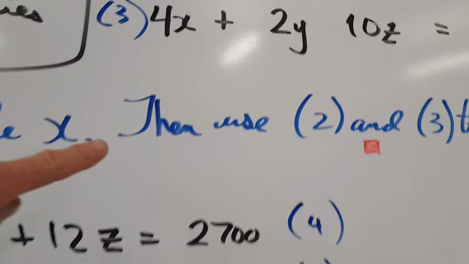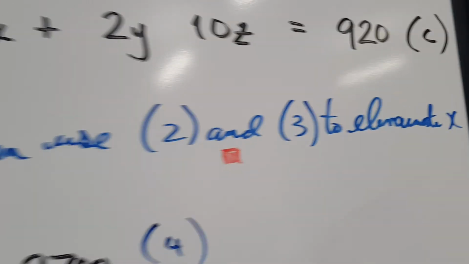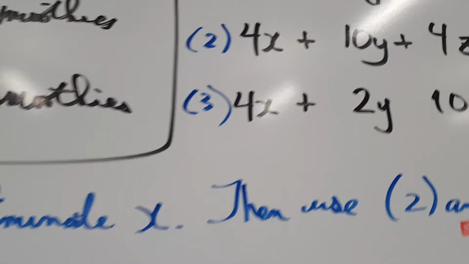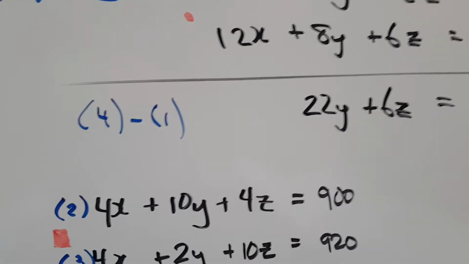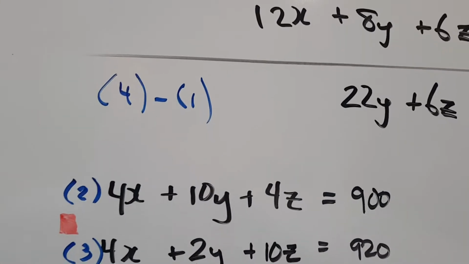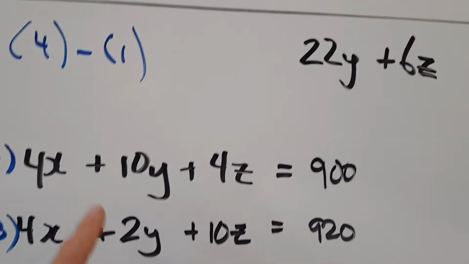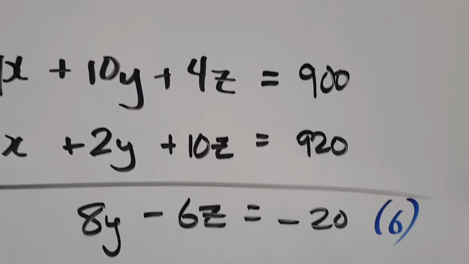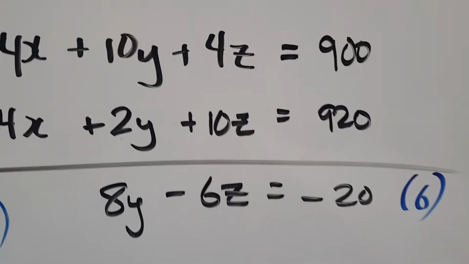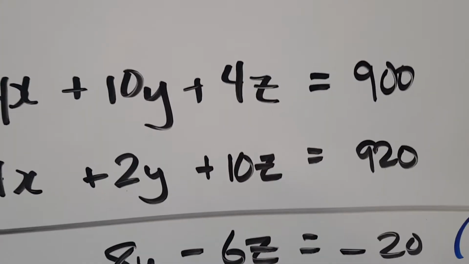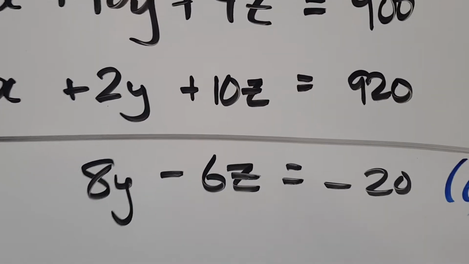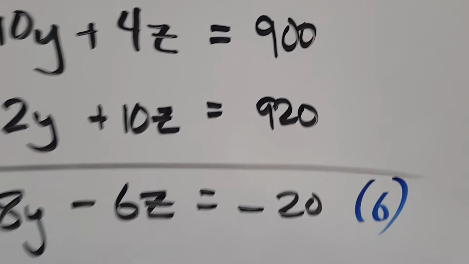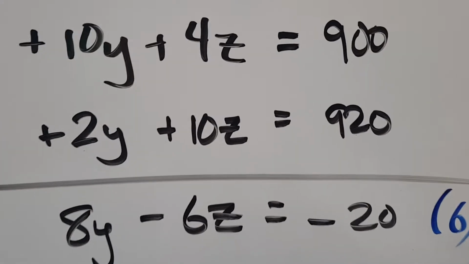Now, as I said, I'm going to use equations 2 and 3 to eliminate x because 4x and 4x are the same. So I have equation 2 minus equation 3. 4x minus 4x cancel. 10y minus 2y is 8y. And 4z minus 10z, negative 6z. And 900 minus 920, negative 20. That is now equation 6.